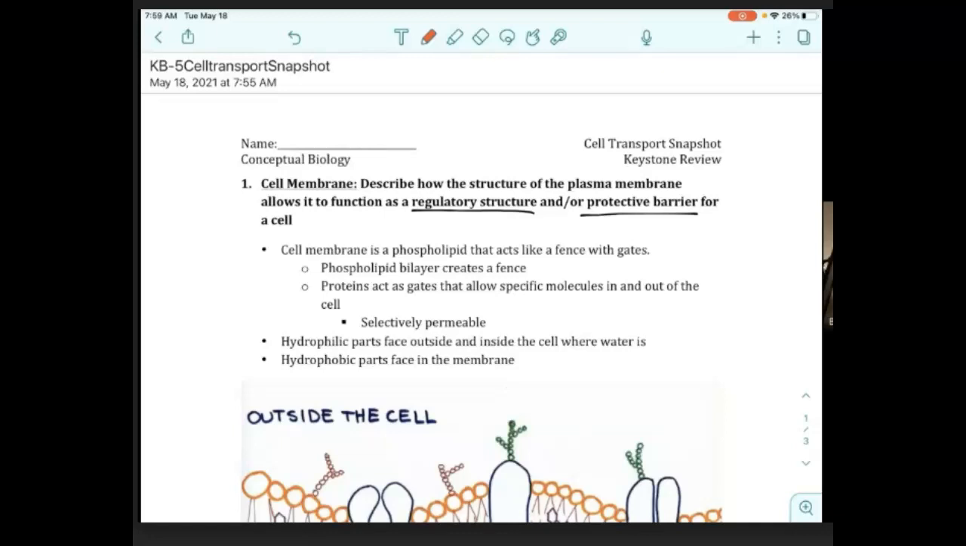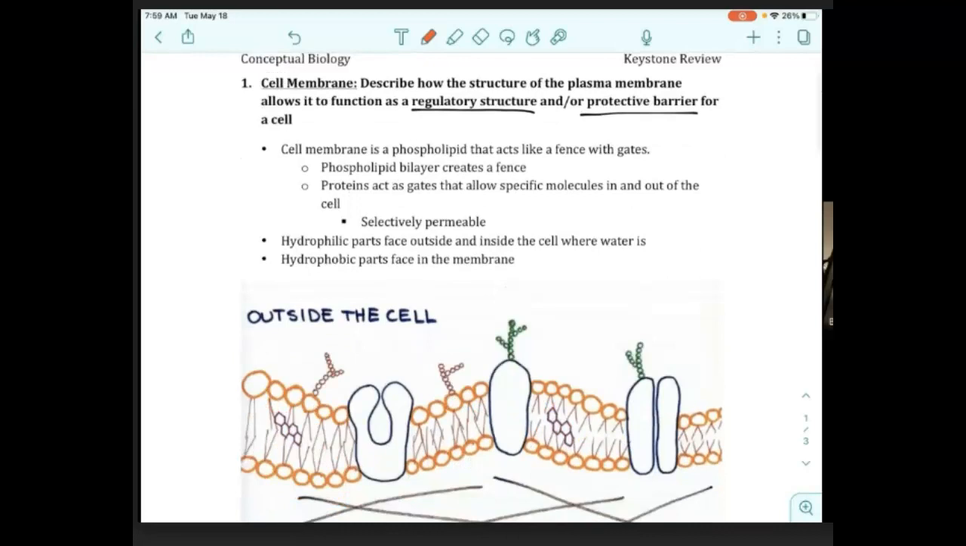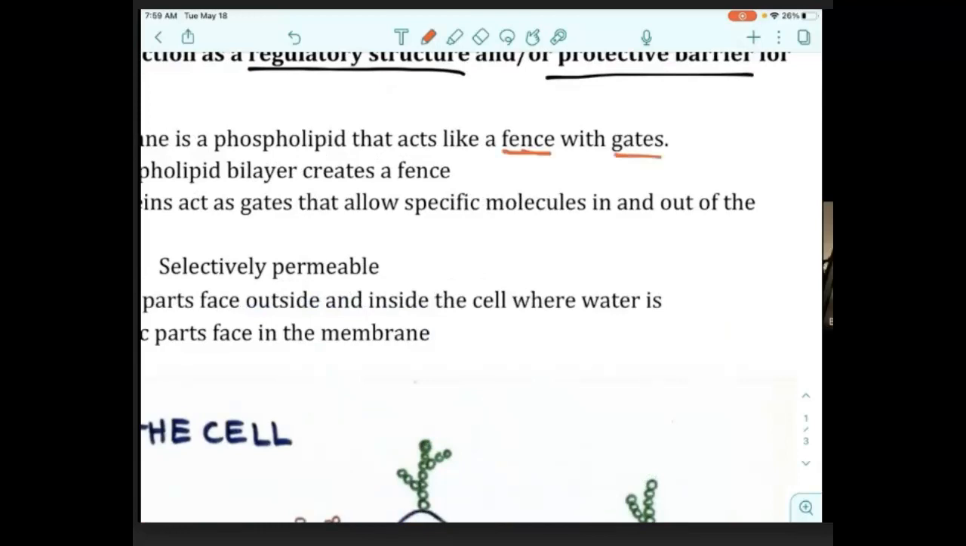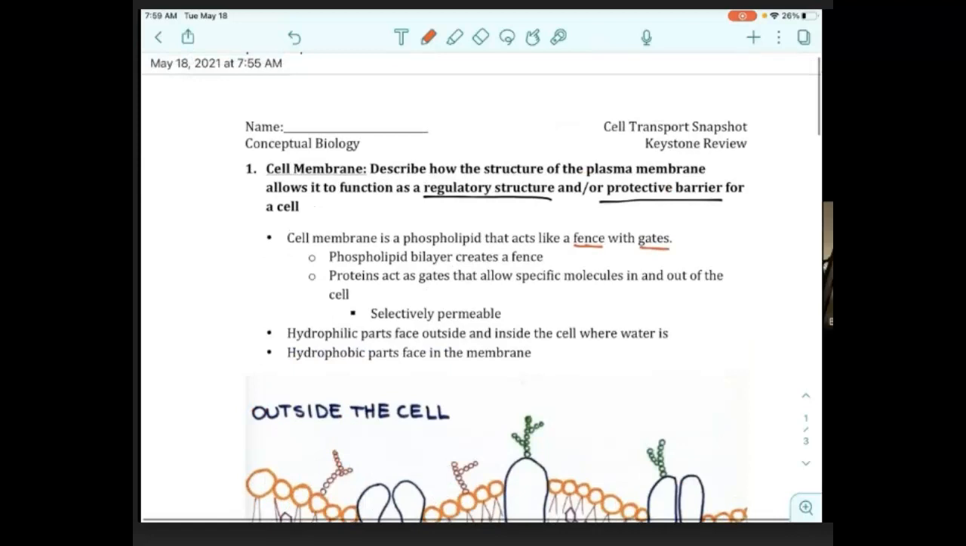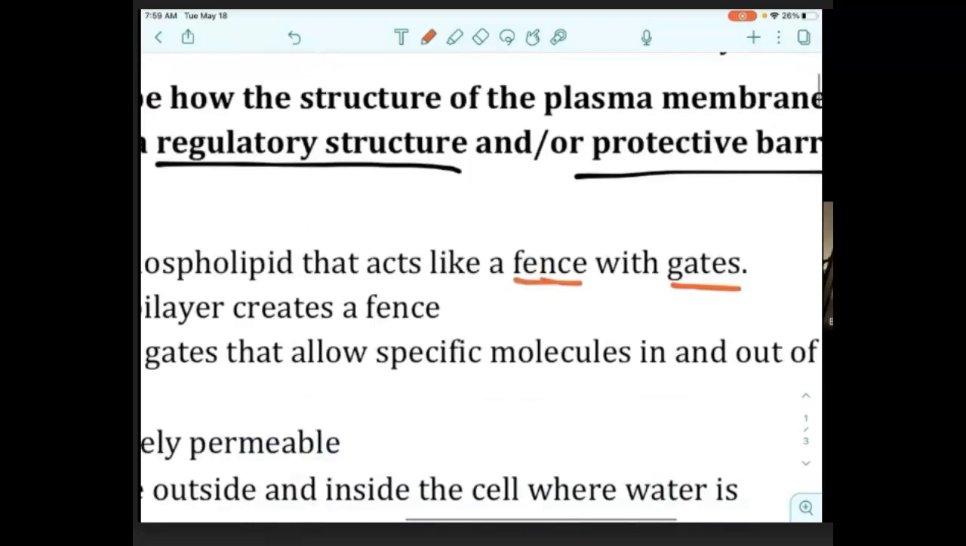And so remember the analogy that we made when we talk about the structure of the cell membrane is that we said it's like a fence with gates. It's got part of it that blocks things. That's the fence part, right? But it's got other parts that are openings that allow things to come in and out of the cell. And so there's two parts. Maybe we should number them. Let's number them. One, the fence, and two, the gates.